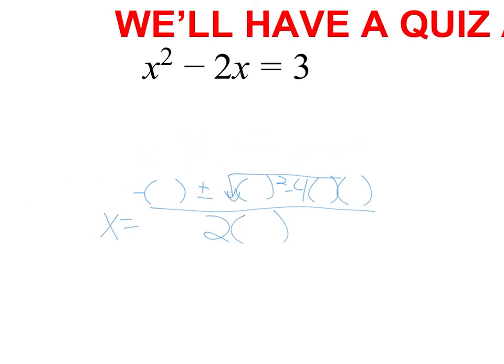First things first, let's get that 3 to the other side. We want this equal to 0. So x squared minus 2x minus 3 equals 0. So we have our a value, our b value, and our c value given to us: 1, negative 2, and negative 3. Neat.